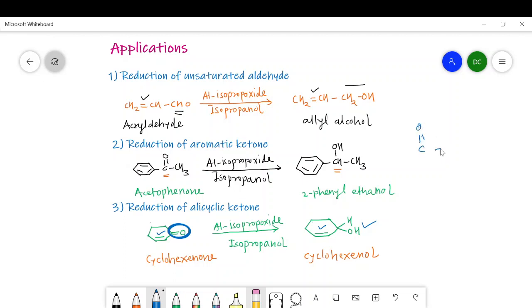In this way, this reaction is specific for the carbonyl group, where the C double bond O group is going to convert into either a primary alcohol or a secondary alcohol, depending upon what type of reactant is chosen in the MPV reduction reaction. In this way, we have seen the detailed information about the MPV reduction reaction. So with this, we will stop here.